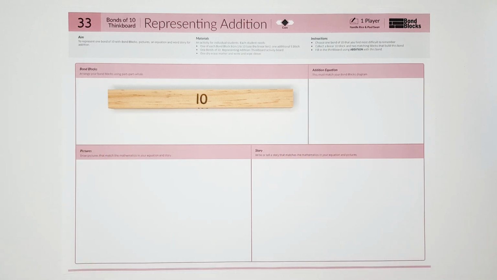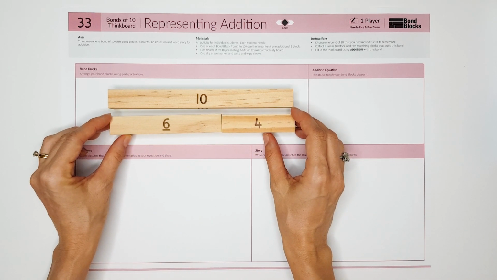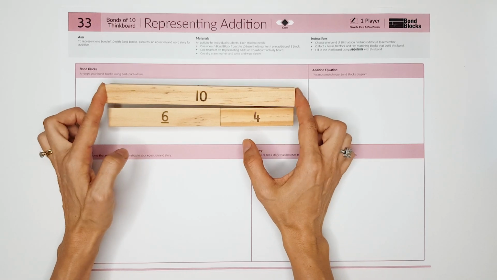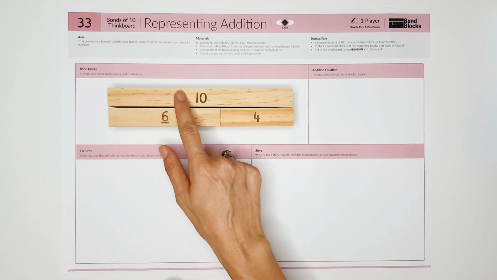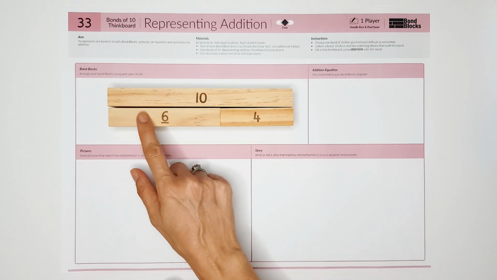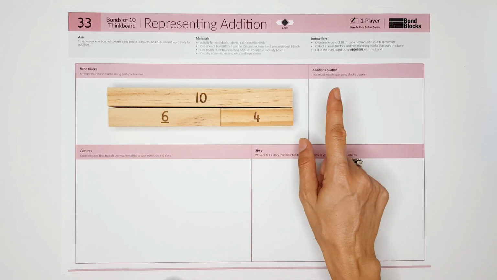I'm going to use the bond of 6 and 4 to be equal to 10. When you place your blocks, remember to place the whole on the top and the two parts that join together in the row underneath this.